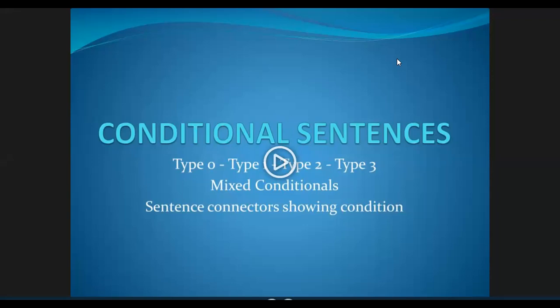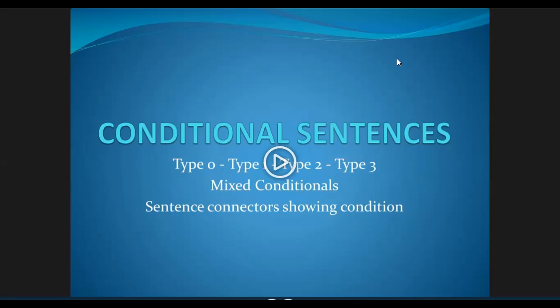Conditional sentences are sentences that express one thing contingent on something else. For example, if it rains, the picnic will be cancelled. So here, the picnic depends on the condition of raining. This can be a wonderful example to describe what conditional sentences are.